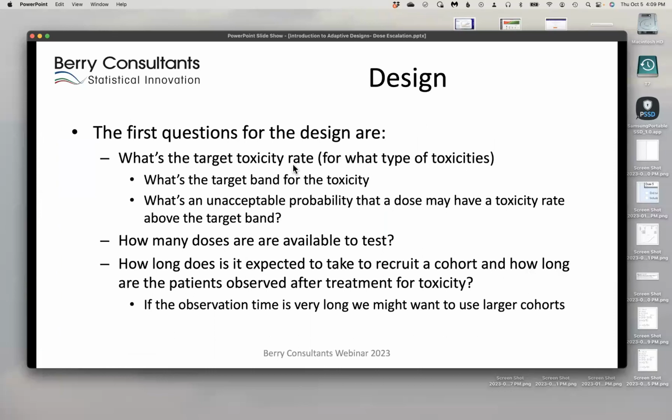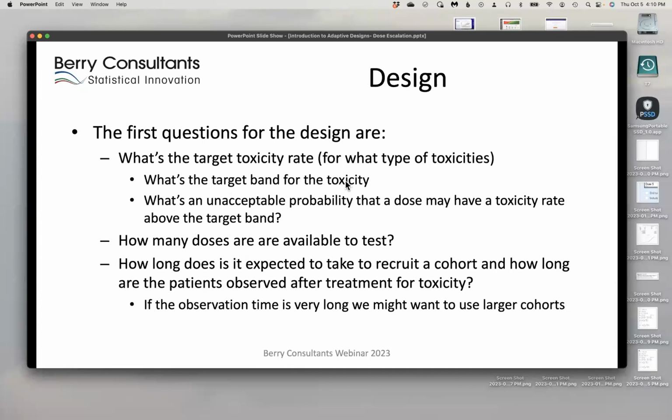So as a statistician, what are your first questions going to be to the team asking you to design a dose escalation study? So of course, the key first question is, what is this target toxicity rate? And of course, what are these toxicities that we're counting towards it? What's the target band for the toxicity?